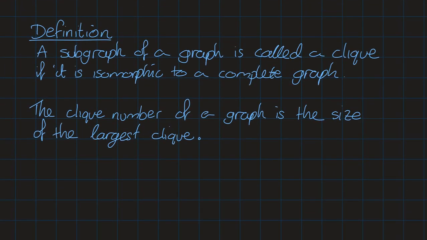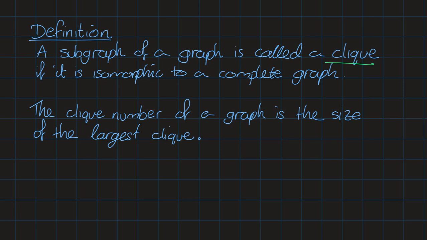So a subgraph of a graph is called a clique if the subgraph is isomorphic to a complete graph. It doesn't matter what type of complete graph, so K1, 2, 3, 4, 5, 6, whatever, as long as there is a subgraph which is isomorphic to a complete graph, that's called a clique.